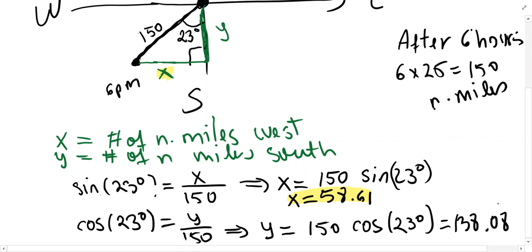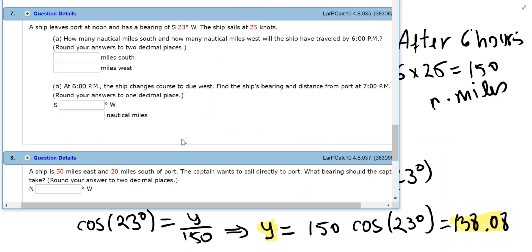138.08. So that is my y. Okay, so I found that y is that. Okay, now the next question in this problem says that at 6 p.m. the ship changes course to due west, and then find the ship's bearing and distance from port at 7 p.m.